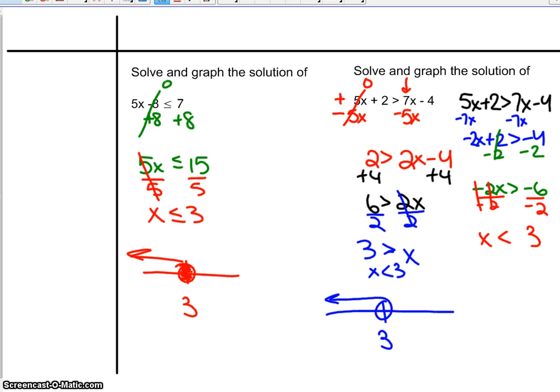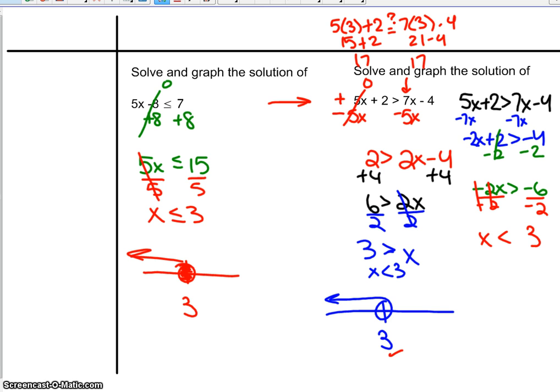All right, now the idea I want to quickly go through is the check. So what I want to do is check 3. I want to make sure when I plug it into my original, the 2 sides balance. So I have 5 times 3 plus 2. I want to know, is that going to be equal to 7 times 3 minus 4? So 15 plus 2 gives me 17. 21 minus 4 gives me 17. So 3 is that point that we want to compare to. It's either everything on one side or the other of it.